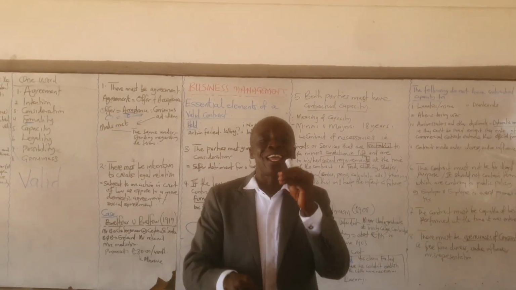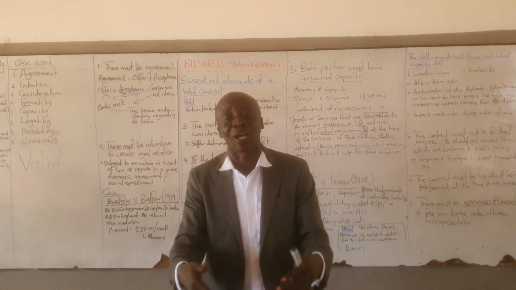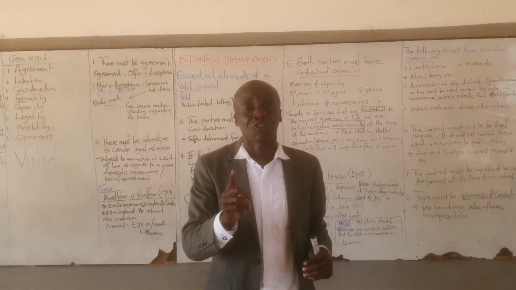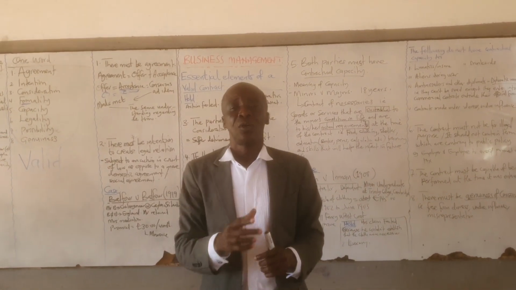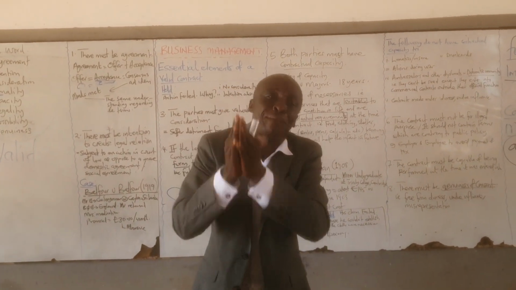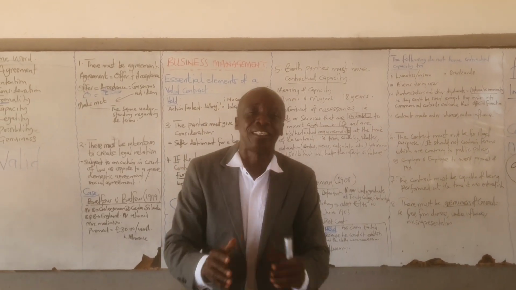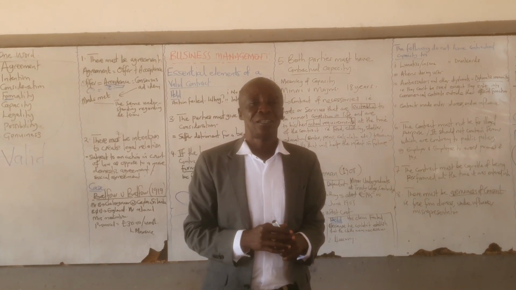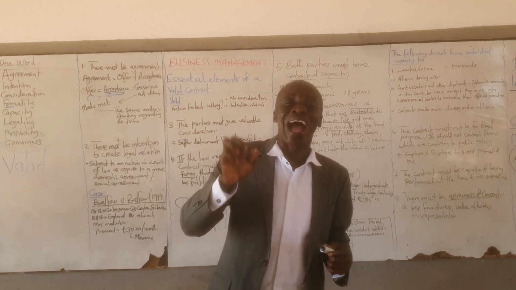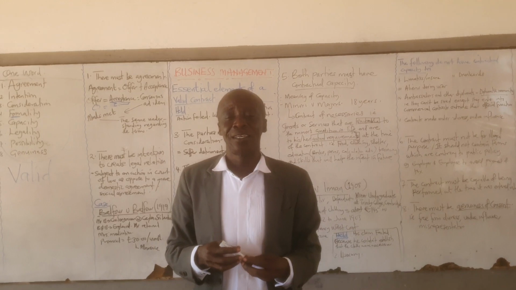So who determines who has contractual capacity? It is the law that determines who has contractual capacity. So if you want to enter into contract with somebody, for the contract to be valid, find out whether the person you are entering into a contract with has the ability to enter into contract, or has the capacity to enter into contract. So now, who are those who have contractual capacity? And who are those who do not have contractual capacity? That's what we are going to look at.